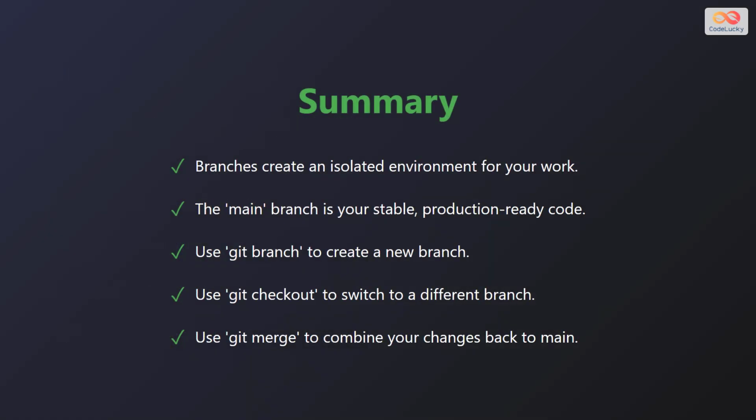Let's quickly recap. Branches provide an isolated space for your work. The main branch holds your stable code. You can create a new branch with git branch, switch to it with git checkout, and combine your work back into the main branch with git merge. Mastering branching is a huge step towards using Git effectively.